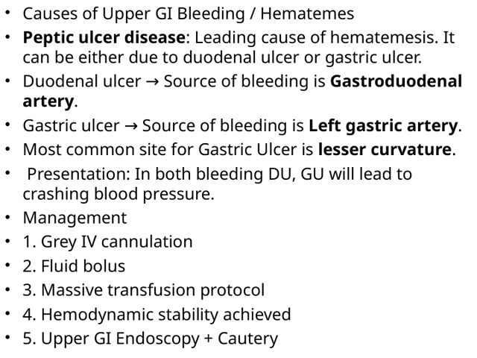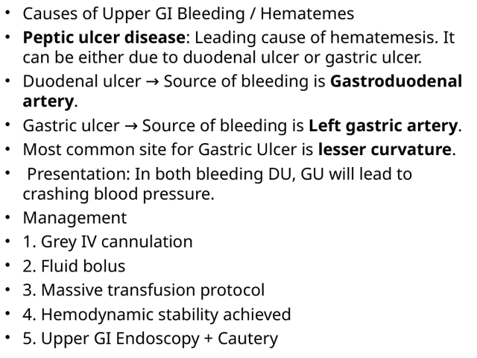Now, regardless of whether it's a duodenal or gastric ulcer, significant bleeding can cause a sudden drop in blood pressure, which we often refer to as crashing blood pressure. This is a critical point because it underscores the urgency of prompt management.